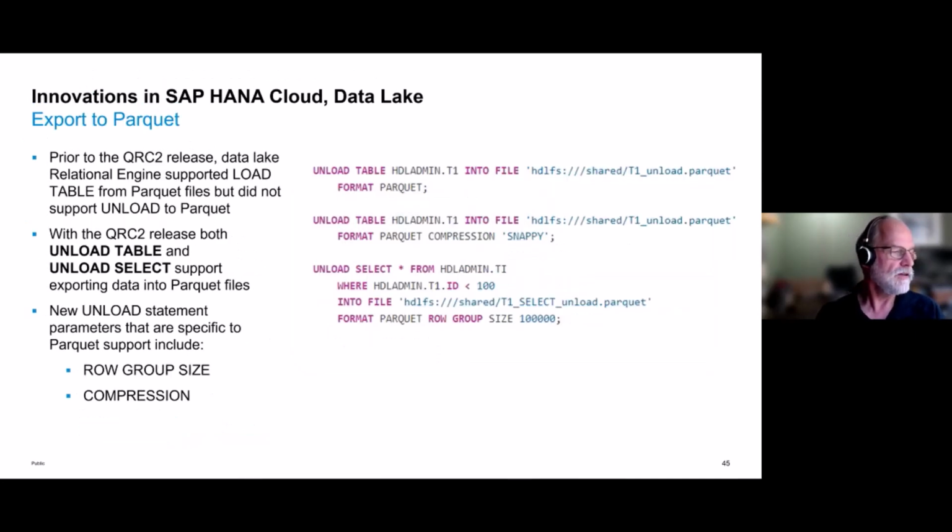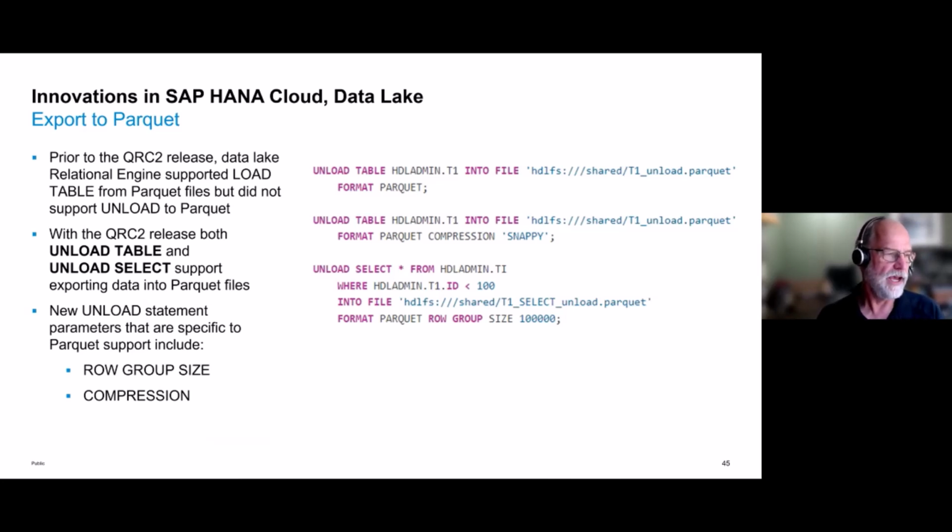Second feature, a little bit of a housekeeping one, but a really useful one, is that both the HANA database and the data lake relational engine support importing data from Parquet format files into either the HANA database or the relational engine. HANA has supported exporting data to Parquet format files for quite a while, if possibly forever.